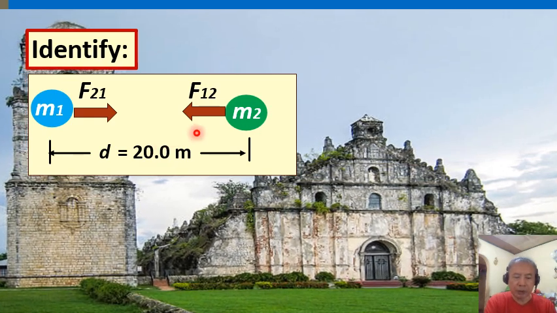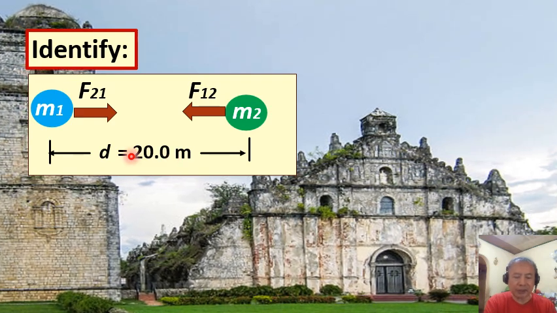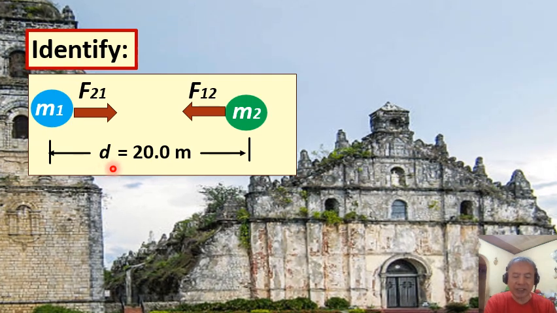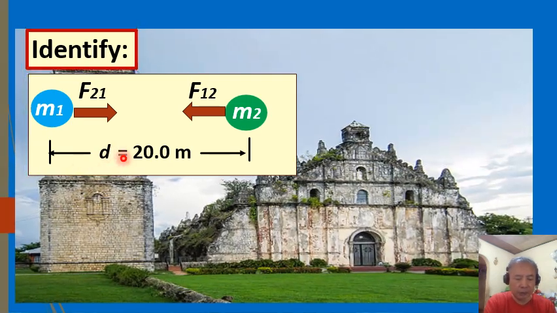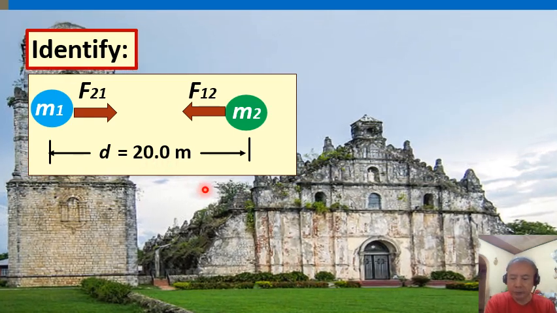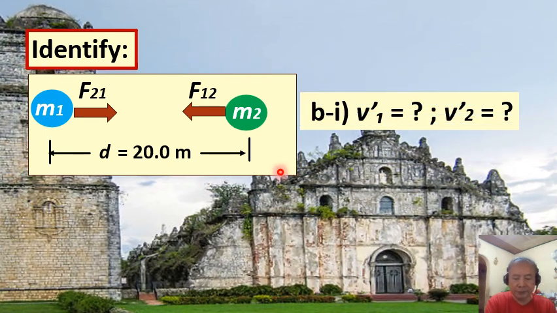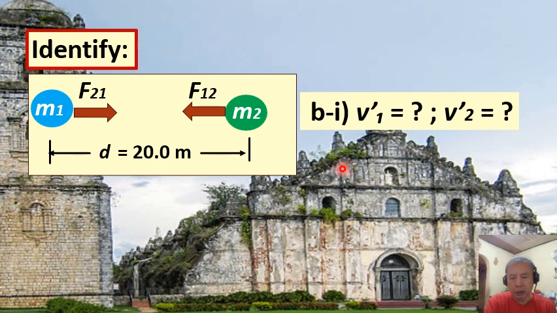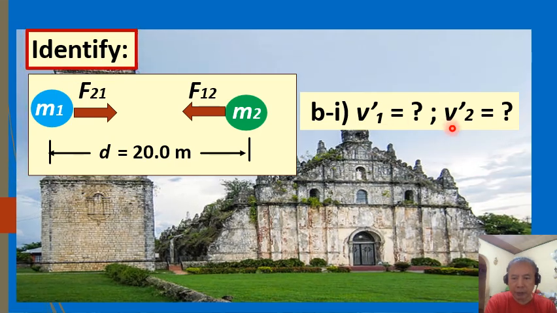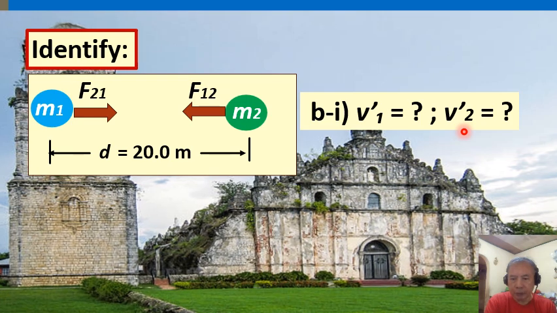The two spheres are initially at rest, and when released, they accelerate toward each other. And when their centers are 20.0 meters apart, we are required to find the speed of sphere 1, denoted here by v prime 1, as well as the speed of sphere 2, denoted by v prime 2.